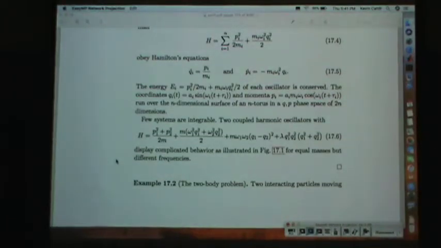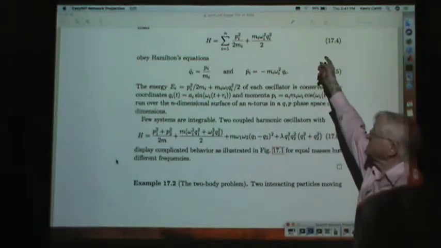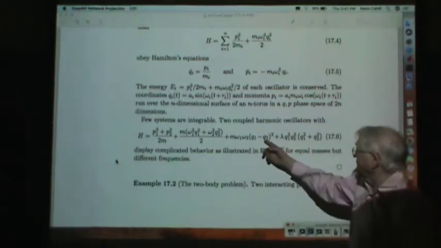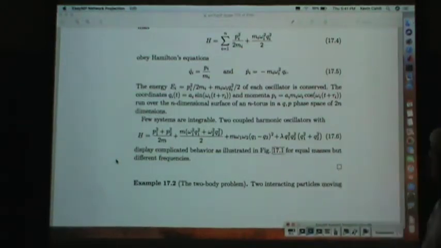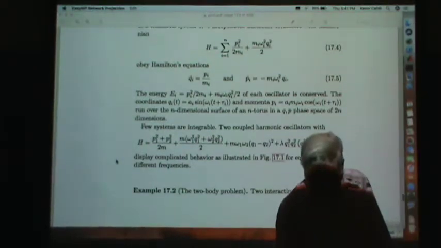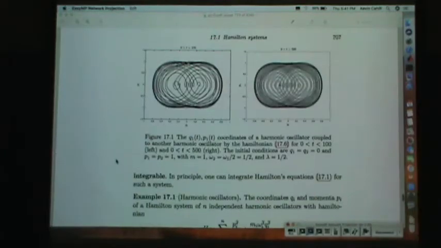For example, two coupled harmonic oscillators. So you take the system I just described with n equals 2, but put in a coupling term and a quartic term. You get the complicated dependence that is shown in this figure.